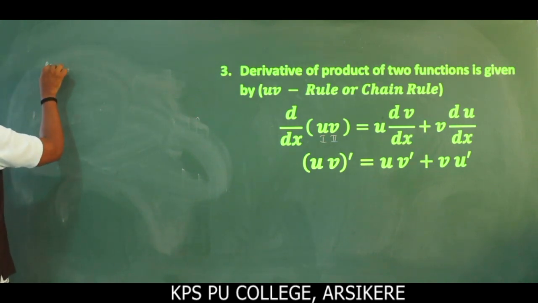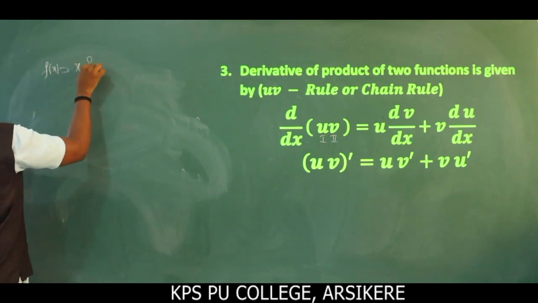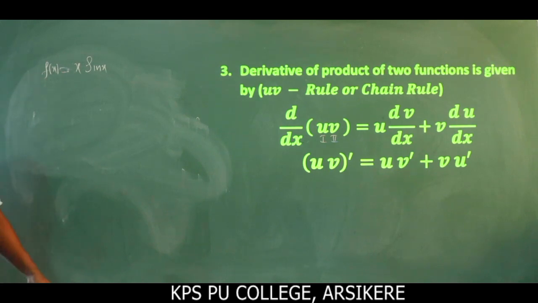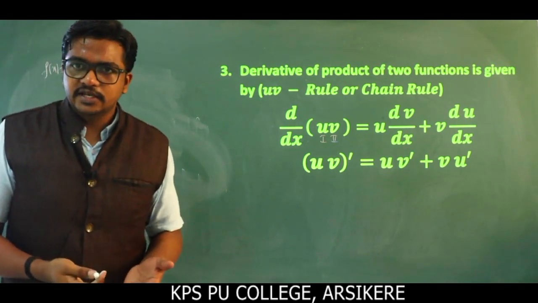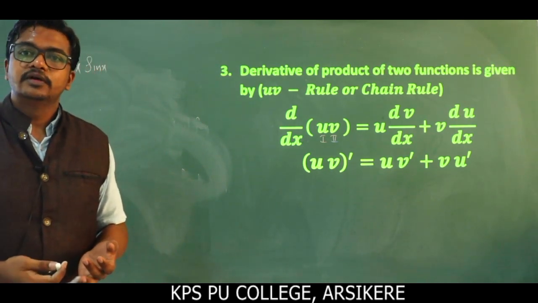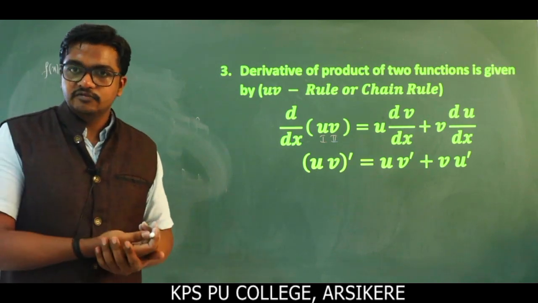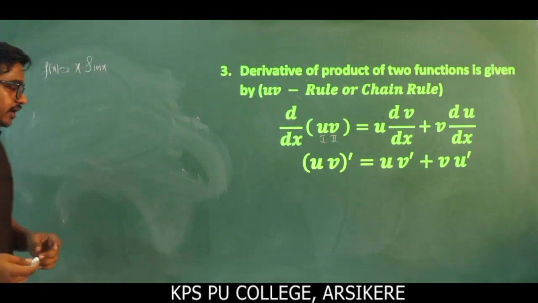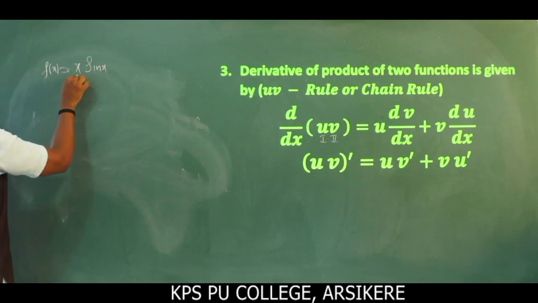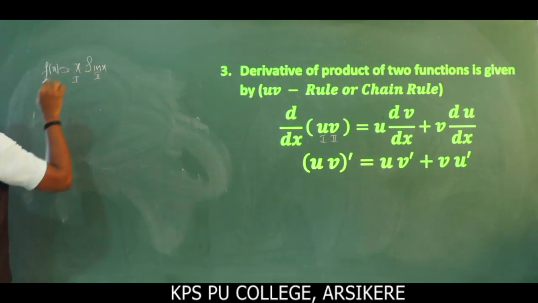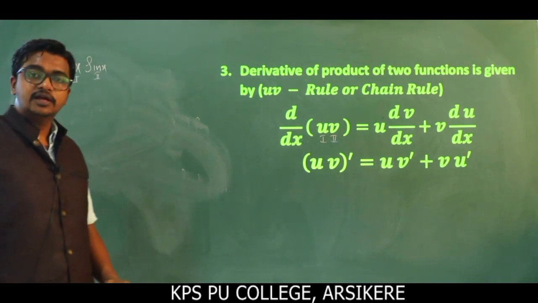Suppose f of x is equal to, we have x into sin x. If you treat x as the first function, sin x as the second function, that is not a problem. Sin x as the first function, x as the second function, that is not a problem. You can go with any one. But what they given here, x is first function, sin x is the second function. I will take what they given here.